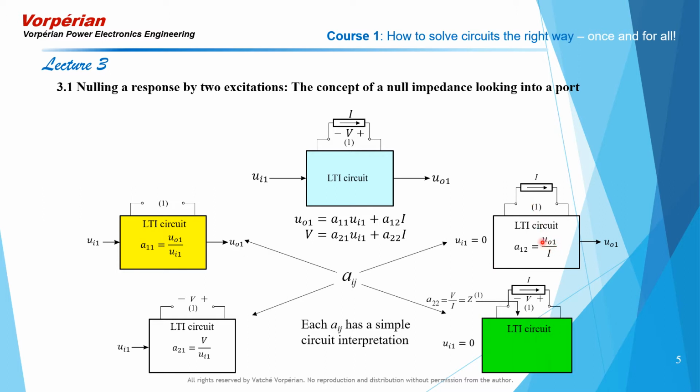Finally, the last one, A22, we see that it is the transfer function from the second excitation being applied to the circuit to the second response, while the first excitation is set equal to 0. And this is the familiar driving point impedance looking into port 1 of the network. So we would like to interpret or think of these coefficients as different transfer functions that can be defined on this circuit under certain specific conditions of port 1.